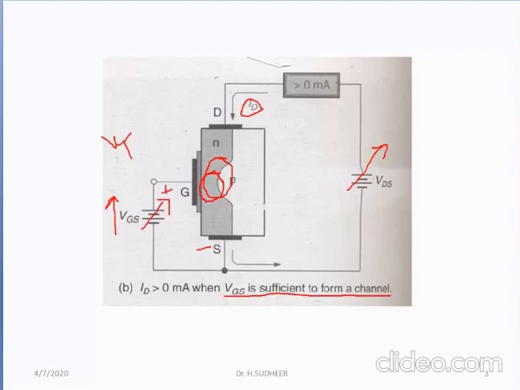Once the channel is formed, as you increase VDS, ID also increases in the ohmic region. Once it reaches the active region, it gets saturated. So enhancement MOSFET can operate only in enhancement mode. It cannot operate in depletion mode since initially there is no channel established. The only way the channel can be established is to increase VGS till VT. Let us take VT equal to 3 volts. When VGS is equal to 3 volts, a channel is established. Then it can work as an enhancement MOSFET.